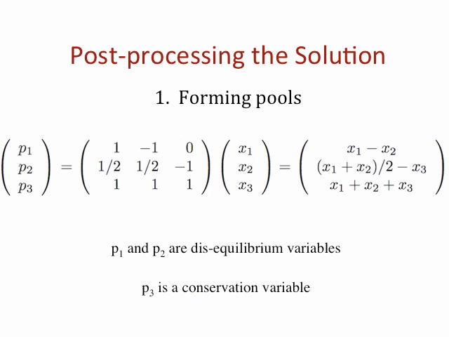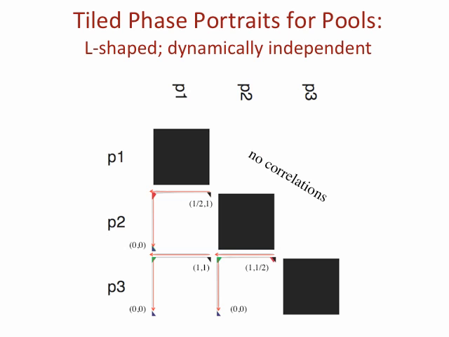Now, if I take the solutions to the concentrations and transform them into the pooled variables and do the tiled phase portrait representation, I get what's shown in this slide. I get only L-shaped traces in these phase portraits. This means that the pools are completely dynamically decoupled, but I already knew that.